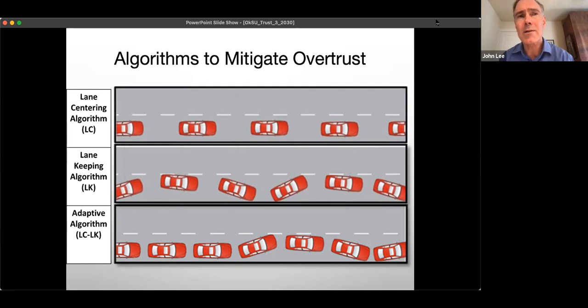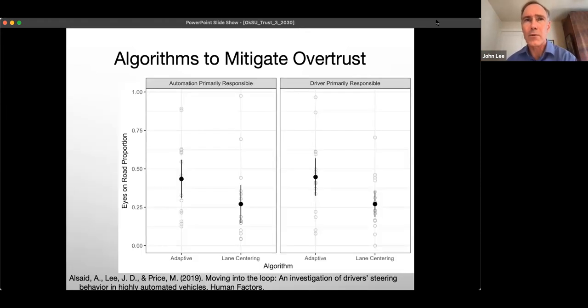And then the last one is adaptive algorithm that switches between lane keeping and lane centering according to the situation. So the switch to lane keeping indicates a degraded capacity of the automation or a degraded capacity of the person. If the person's looking away from the road, you can trigger it to go into this lane keeping mode. So that's the basic idea, comparing or shifting between algorithms as a way to mitigate overtrust.